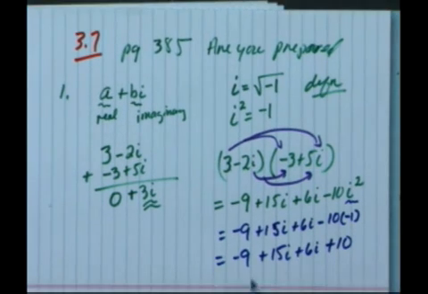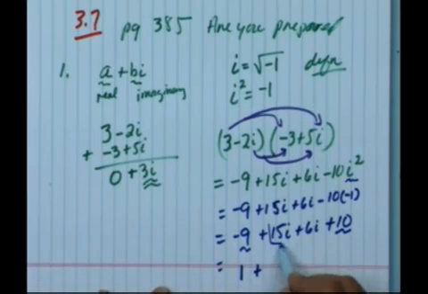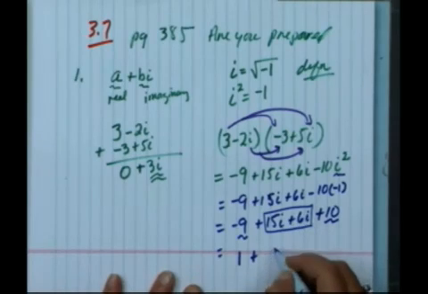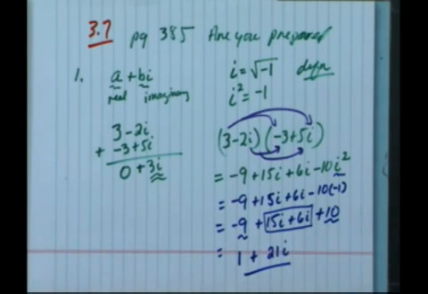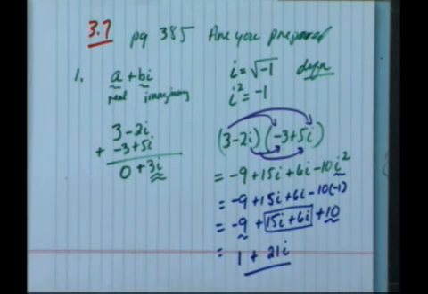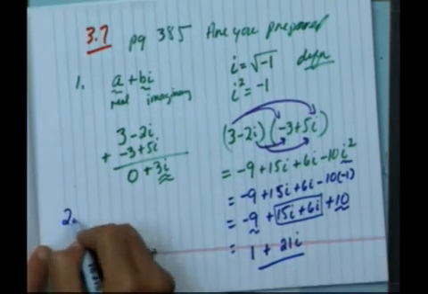Okay, now we're ready to finish. We're going to add the real parts together. Negative 9 plus 10 is 1. And then we're going to add the imaginary parts together. 15 plus 6 is 21i. How's that, everybody? Good? Remember that? All right, let's go to problem number 2 real fast before we run out of time.